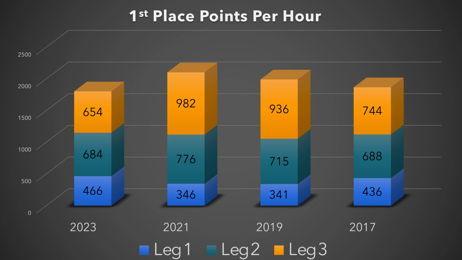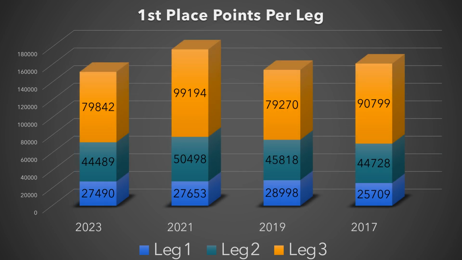In this chart here, you can see a good visual representation of points per hour for the last 4 IBRs. You can see it broken down into legs 1, 2, and 3. You can see how, on average, leg 1 is worth less than legs 2 and 3 of the rally. And generally, leg 3 is worth more points per hour than legs 1 and 2, with the exception of 2023, just by a few points.